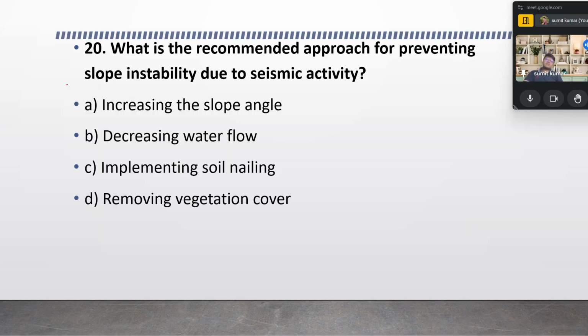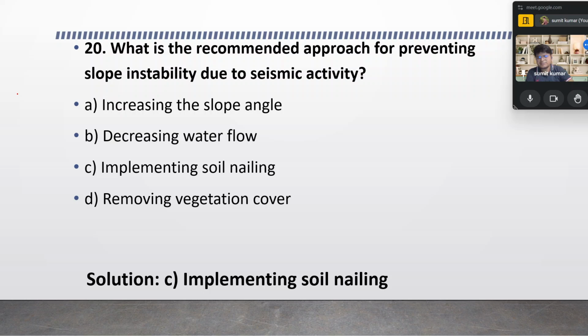Now the next question asks: what is the recommended approach for preventing slope instability due to seismic activity? First one is increasing the slope angle. Second one is decreasing the water flow. Third one is implementing soil layering. And the fourth one is removing the vegetation cover. So the only correct answer which I could see is option C. Right.